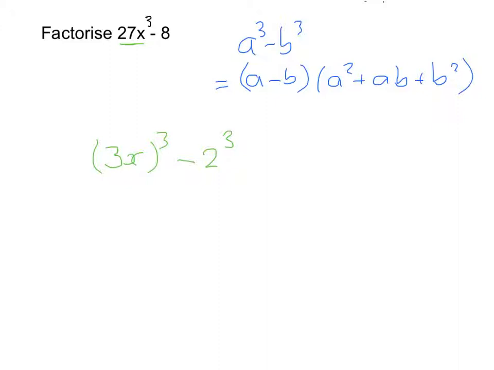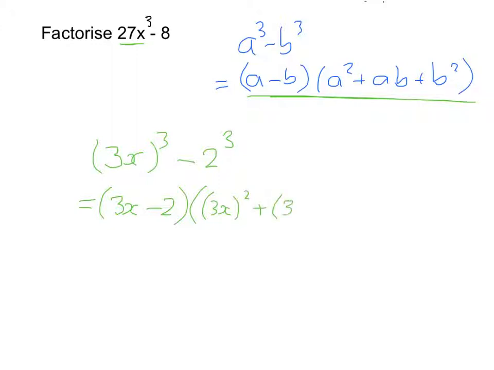So now what we do is we apply the rule that we have here to this situation. So the a term, or the first bit, is 3x. So our first bracket is going to be 3x, take away, and then the b part is 2. In the second bracket we have the first part, the a part, which is 3x squared, and then plus the a part, which is 3x. That's got to be multiplied by the b part, which is 2, and then the last part we have is the b part, which is 2 squared.